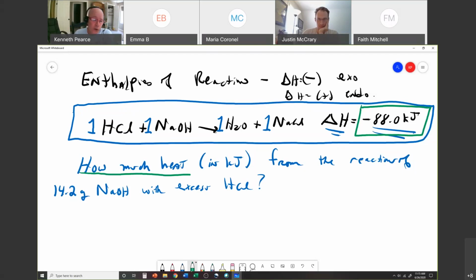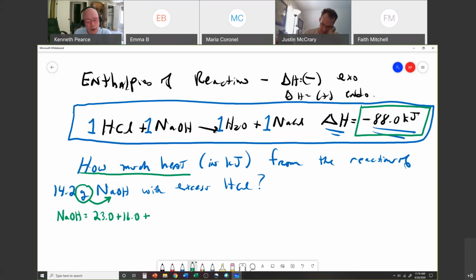What do we see over here? I see grams, and I see grams sodium hydroxide. What do we know when we see grams of anything? We know that we need the molar mass of sodium hydroxide. So we say sodium hydroxide is what? The sodium part is 23.0. We have the oxygen part was 16.0.